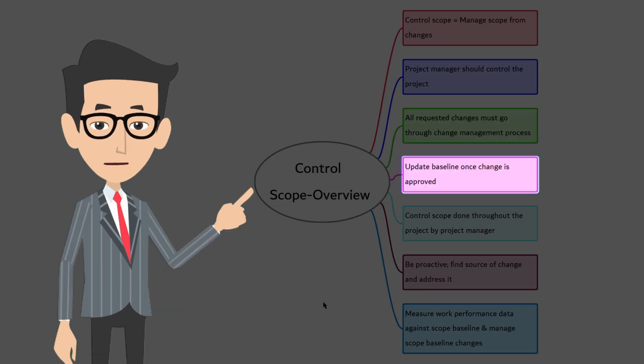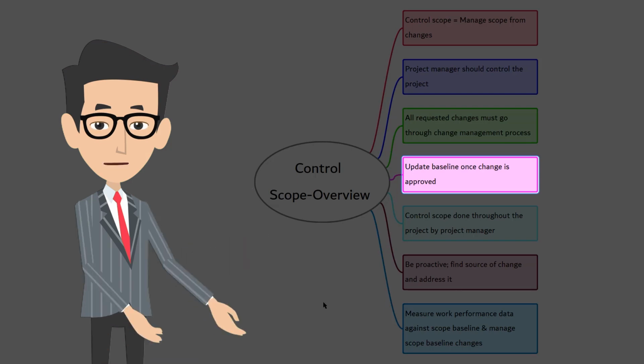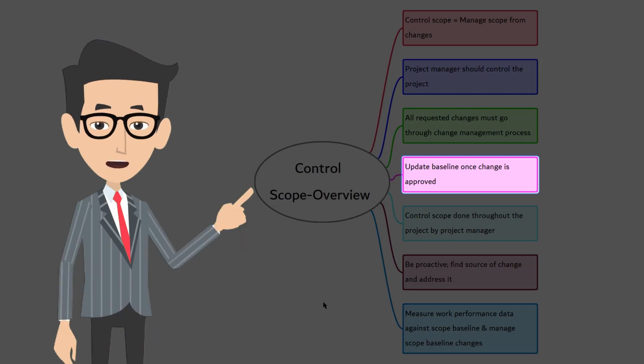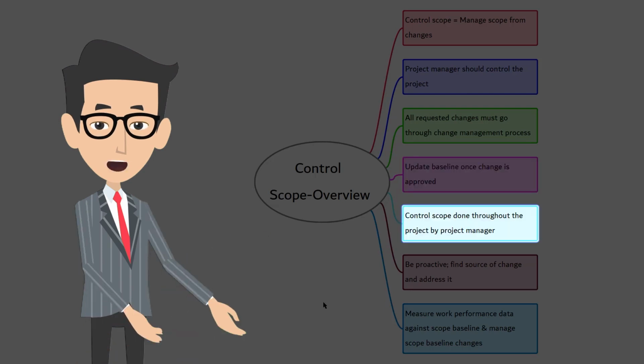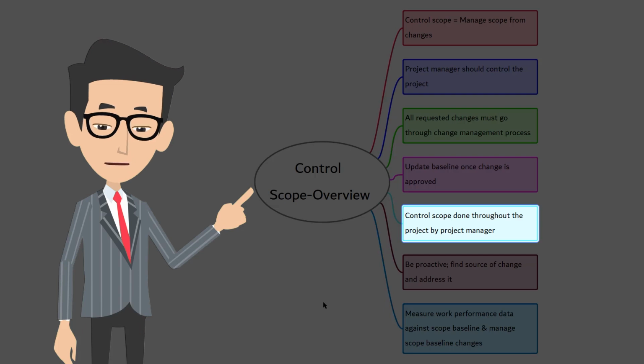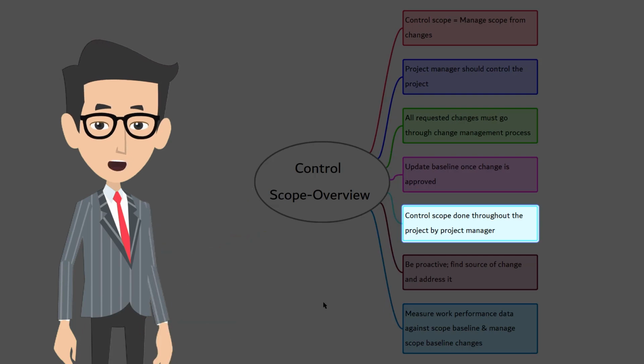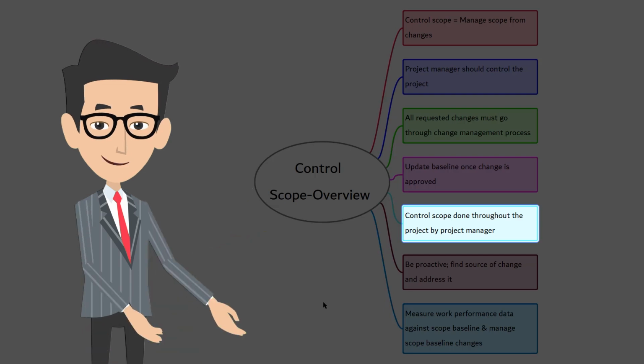Once changes are approved, the baseline needs to be updated. All the approved changes must be implemented by corrective or preventive action. It's the project manager's job to control it throughout the project. By doing it, you as a project manager maintain the scope baseline.